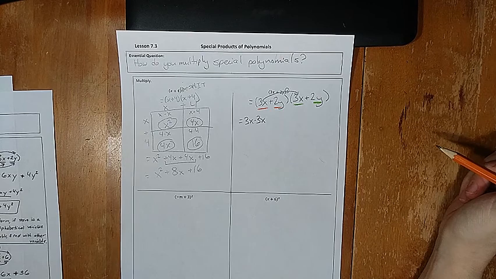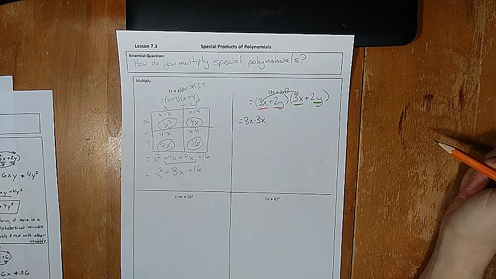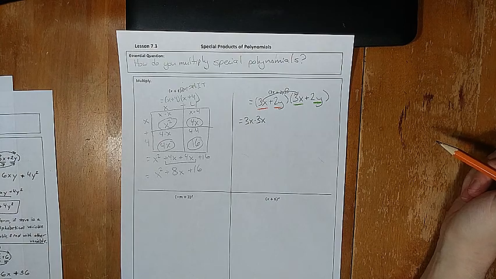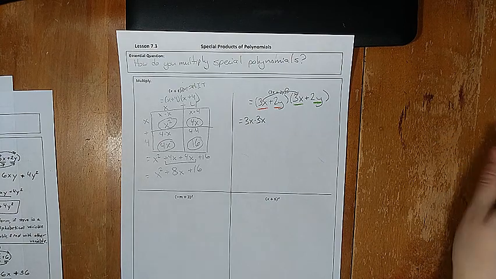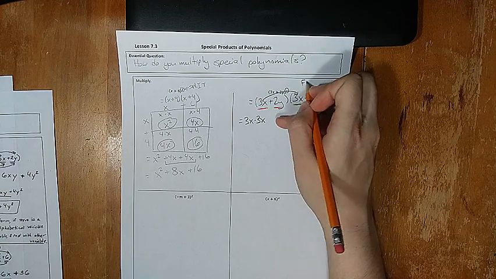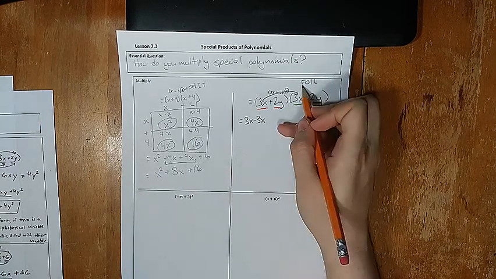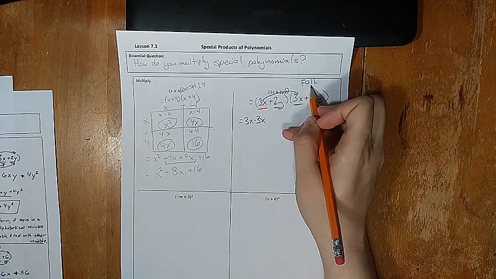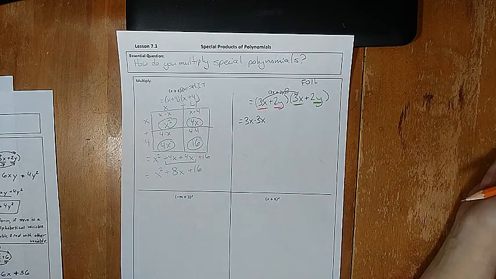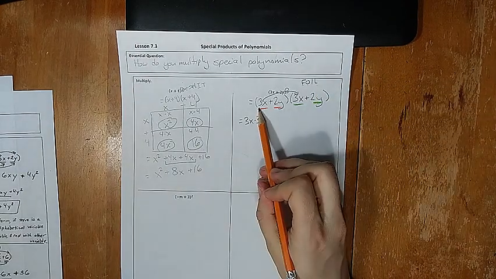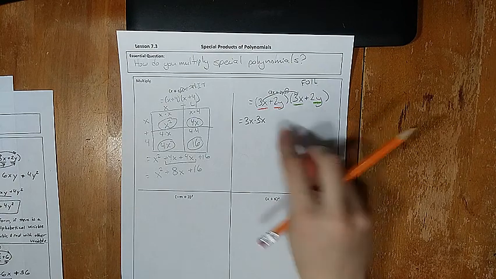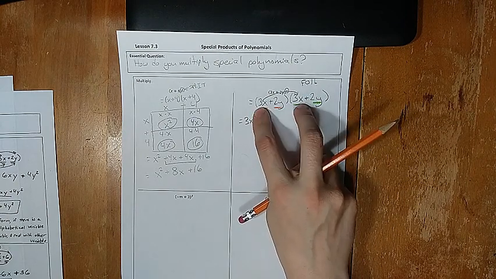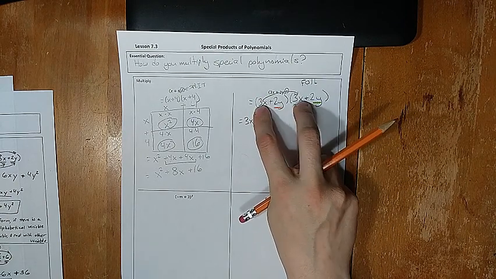Sometimes you'll hear the distributive method referred to as FOIL. We haven't talked about that, but that might be something maybe your parents or an older sibling has mentioned. FOIL stands for first, outside, inside, last. It's a mnemonic device to remember how to multiply a binomial by a binomial. 3x and 3x are both first. So that's what we did. We did the first ones.